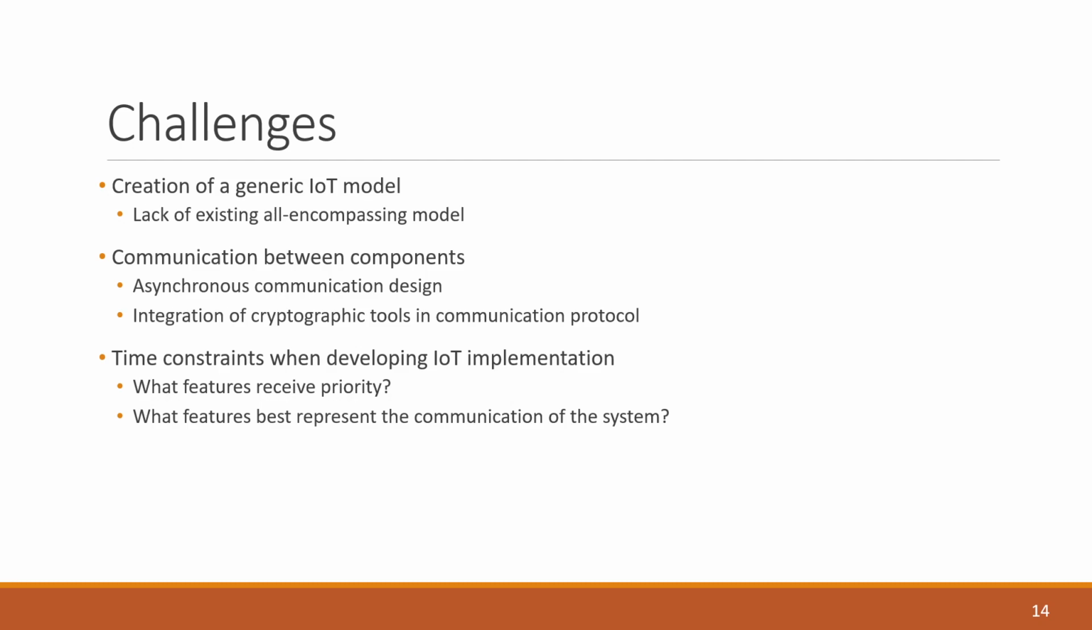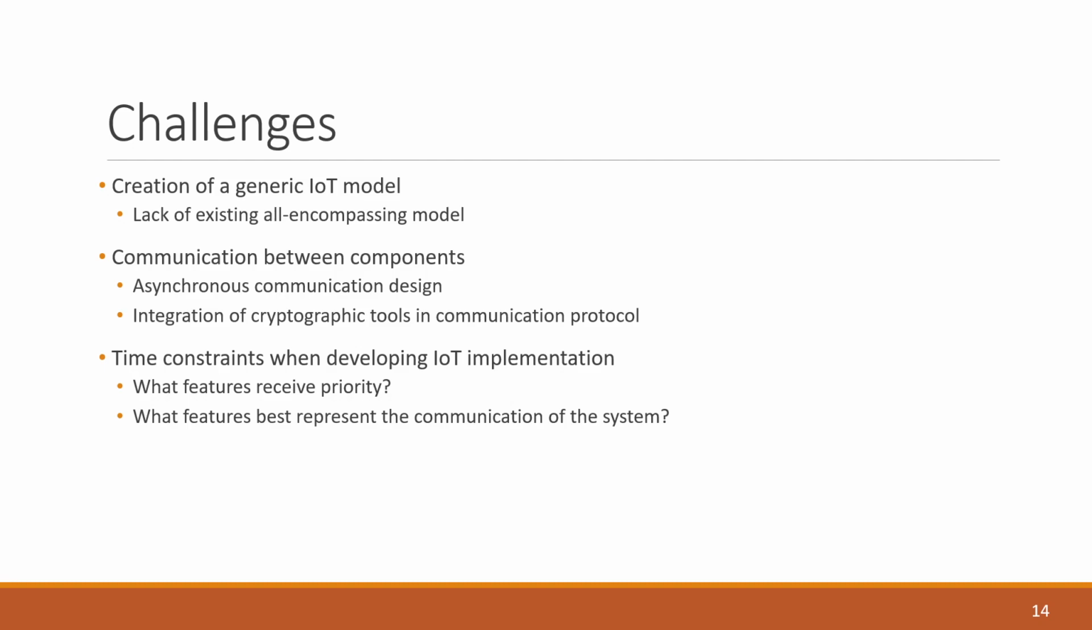Another problem we faced was communication between components. We had to design asynchronous communication between many of the components, in particular between the virtual object server and the things it's connected to, the IoT device and the resource server. We had to integrate different cryptographic tools in the communication protocol in order to ensure these communications are secure. In particular, with the IoT device communication with the virtual object server, we have a less computationally intensive algorithm going on there rather than RSA encryption, which is occurring elsewhere in the model.